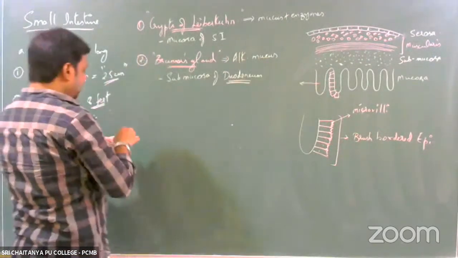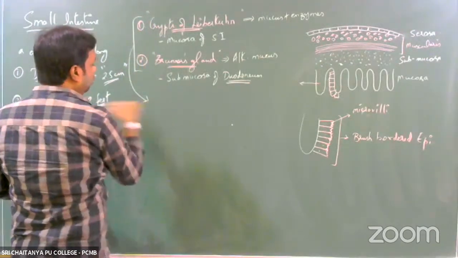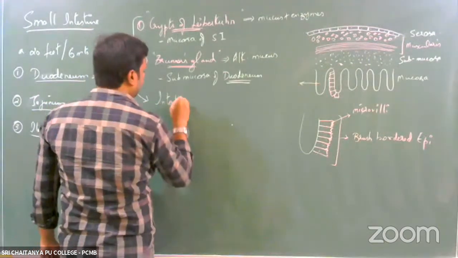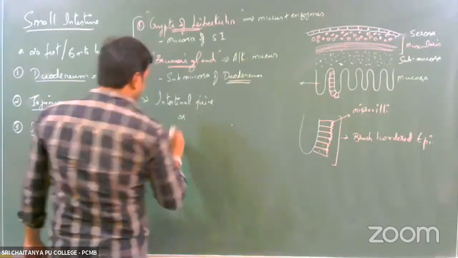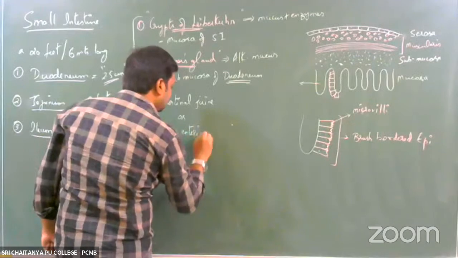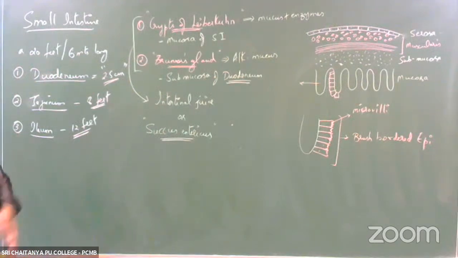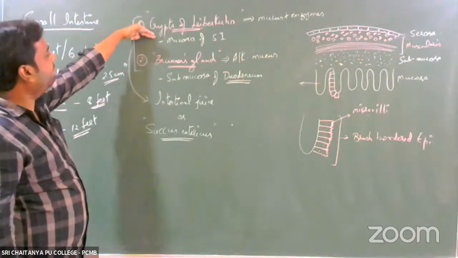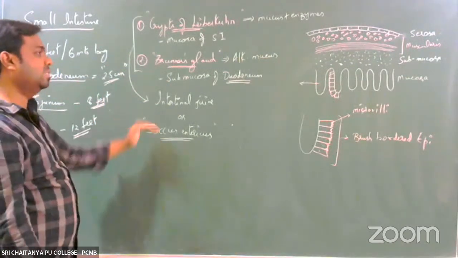Now, both of these secretions together, that is the secretion of crypts of Lieberkühn and Brunner's gland together, we would start giving it a name. We would start calling it the intestinal juice, or the succus entericus. Now, what exactly is this intestinal juice or succus entericus? It is nothing but the secretion of both the crypts of Lieberkühn as well as the Brunner's gland together.